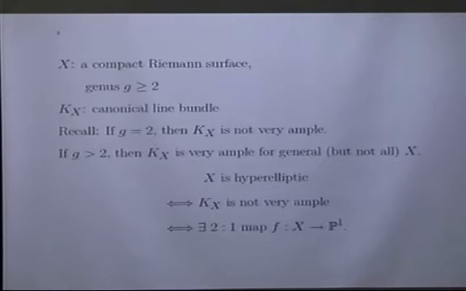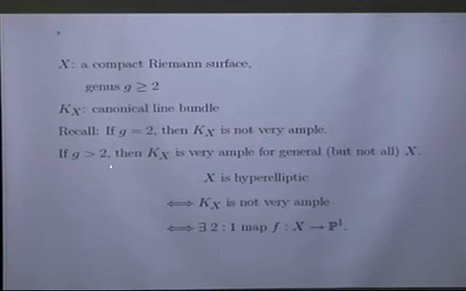I will start with a compact Riemann surface X of genus g bigger than or equal to 2. Denote the canonical line bundle of X by K_X. It's just the inverse of the determinant line bundle. It is a very classical fact that if the genus of the Riemann surface is equal to 2, then the canonical line bundle is not very ample. In other words, you cannot use sections of K_X to embed X into a big projective space.